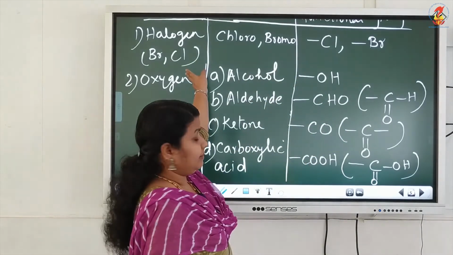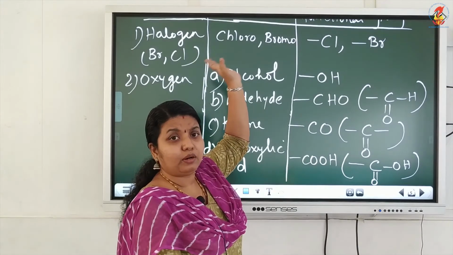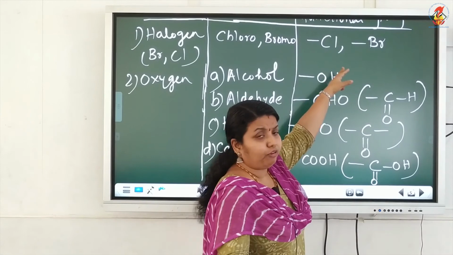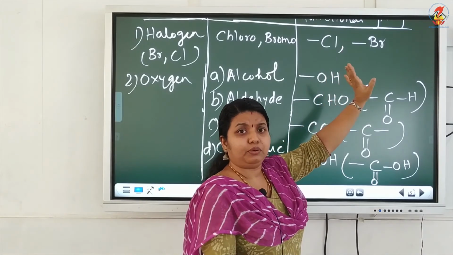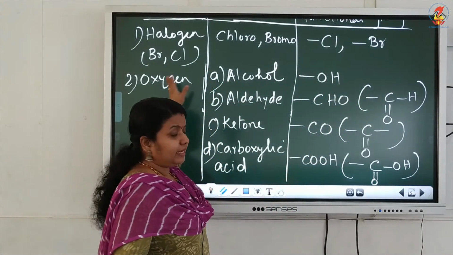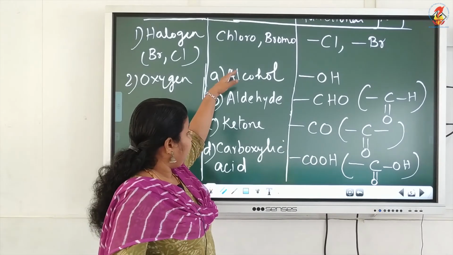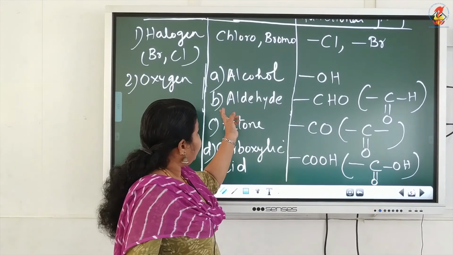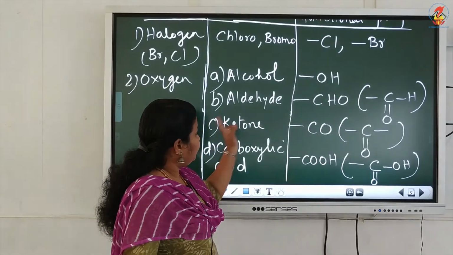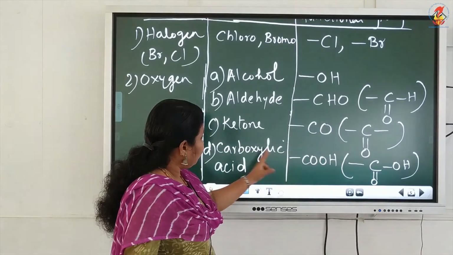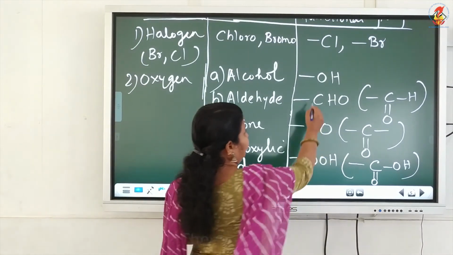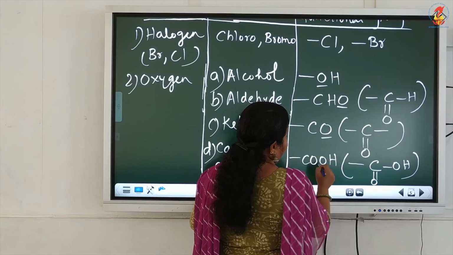One is halogen. Under halogens we have to learn only chlorine and bromine. We call it chloro or bromo, and this is the formula: one bond connecting to chlorine or bromine. Then with oxygen as the heteroatom, we have 4 functional groups: alcohol with the formula OH, aldehyde with the formula CHO, ketone with the formula CO, and carboxylic acid with the formula COOH. Everywhere the heteroatom is oxygen.